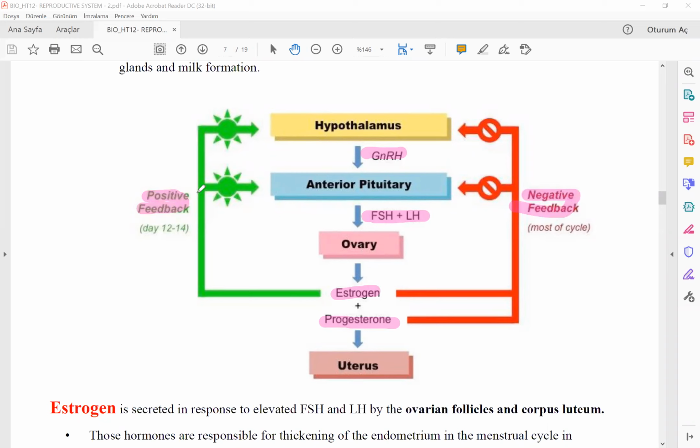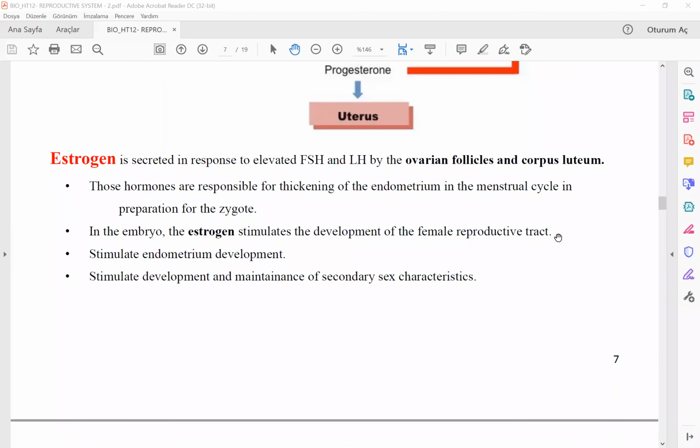A high amount of estrogen between days 12 and 14 causes a positive feedback mechanism and the release of more and more LH. But a lower amount of estrogen and a high amount of progesterone have a negative feedback mechanism on both the hypothalamus and the anterior pituitary. Okay, what are the main functions of estrogen?